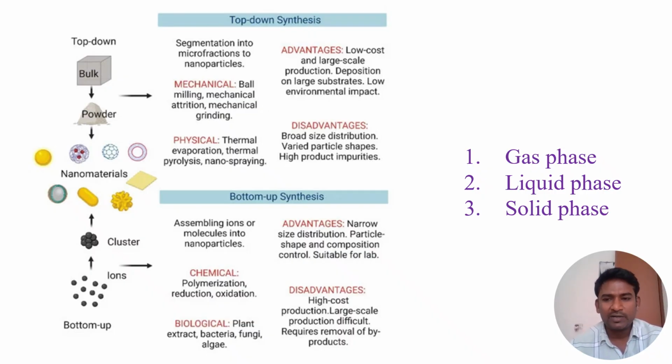We cannot prepare monodispersed nanoparticles, or we cannot achieve a nanoparticle with the size of a particular nanometer. The broad spectrum of size is a big limitation in the top-down approach. And when it comes to shape, we cannot achieve a uniform or monodispersed shape. Here we get varied particle shapes. The third one is high product impurities. Comparatively speaking, the top-down approach involves more impurities.